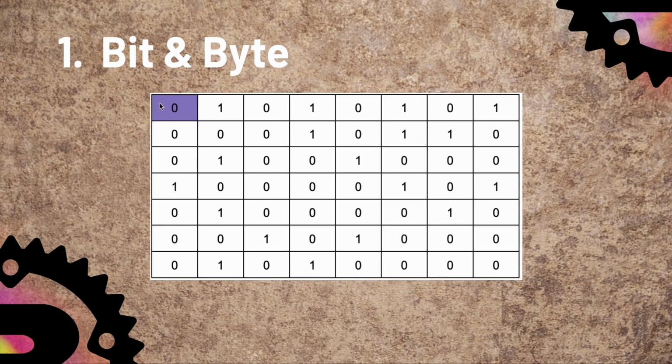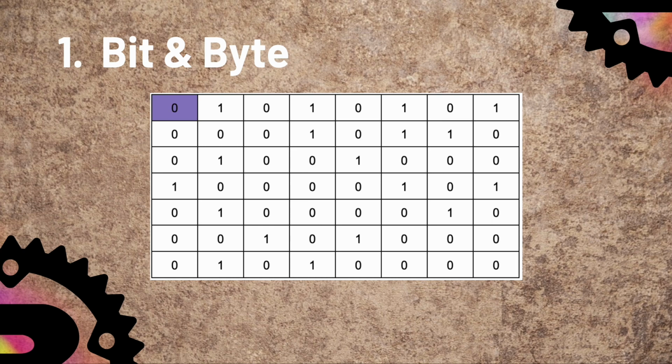So this little box right here, a little purple box right here, is a bit. A bit is the smallest piece of data in a digital system. It can be either 0 or 1, or it can store anything that has only two options, like true or false, and so on and so forth. However, there is a problem.